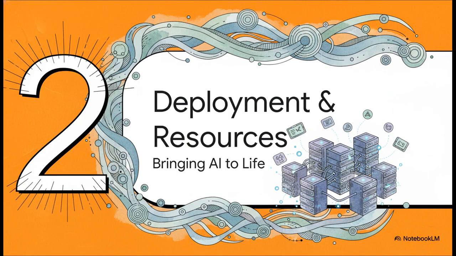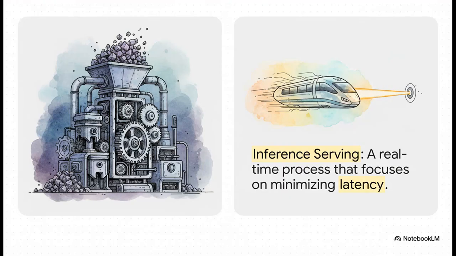All right, so our model is trained. Now what? Well, now we have to put it to work. And that brings us to our next section, deployment and resource management. This is where we bring our AI to life and actually get it out into the world. Now, there is a super important difference we need to get our heads around.